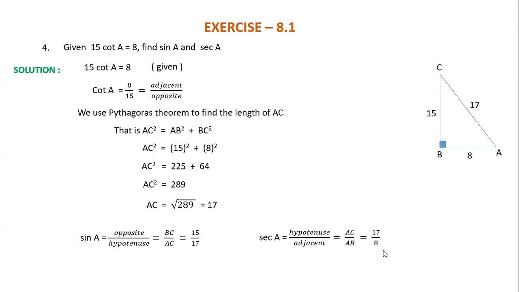Question 5. Sec theta is equal to 13 upon 12. Calculate all other trigonometric ratios. So one ratio is given. So we need to calculate all the remaining. Totally we have 6 ratios. One ratio is given. So we are left with 5 more ratios. We have to calculate all the 5 ratios.